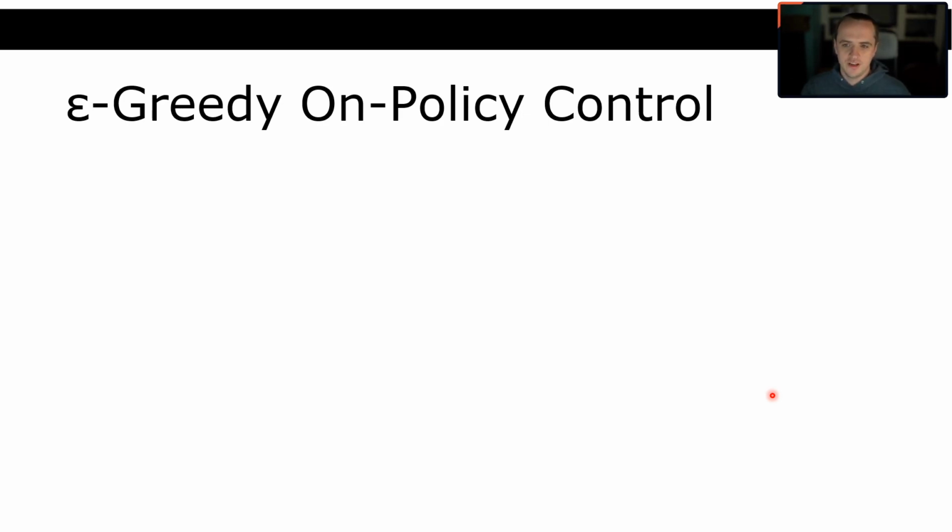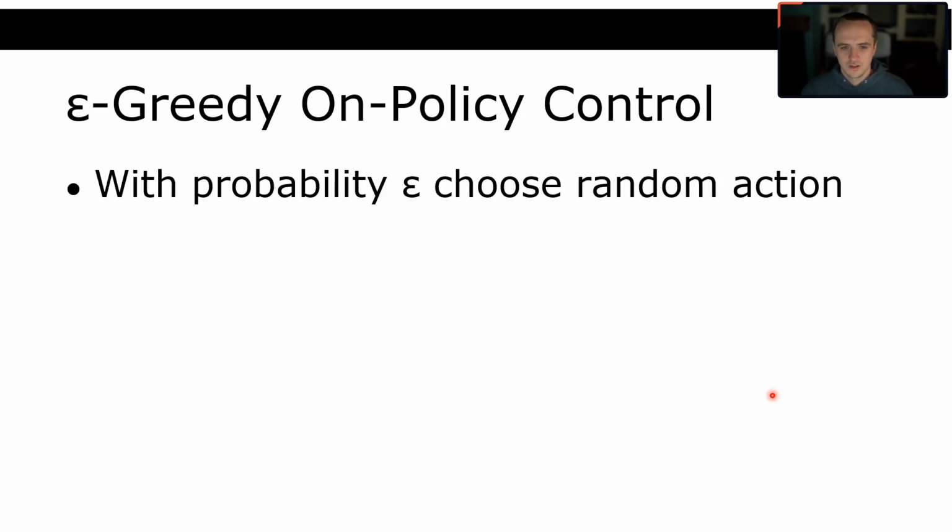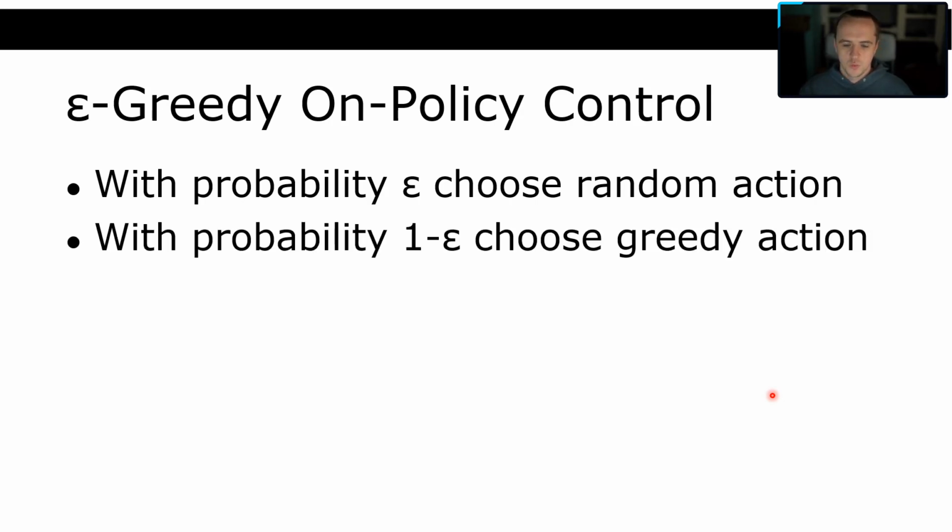So, epsilon greedy on policy control. What we do for this is with probability epsilon, we choose a random action. With probability 1 minus epsilon, we choose a greedy action. So what does that mean? Let's say that our epsilon is 0.1. So 0.1 means that 10% of the time we choose a random action. And if 10% of the time we choose a random action, that means 1 minus 0.1, or 90% of the time, we choose the greedy action.